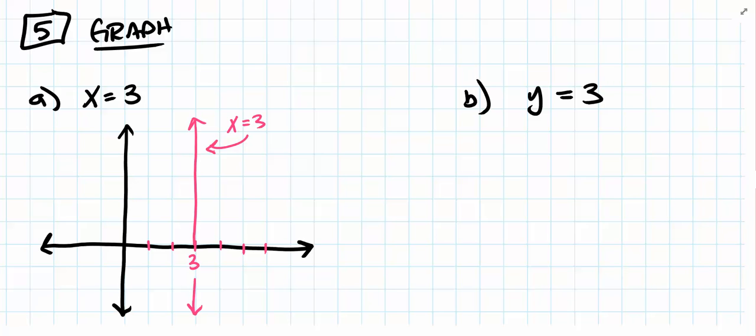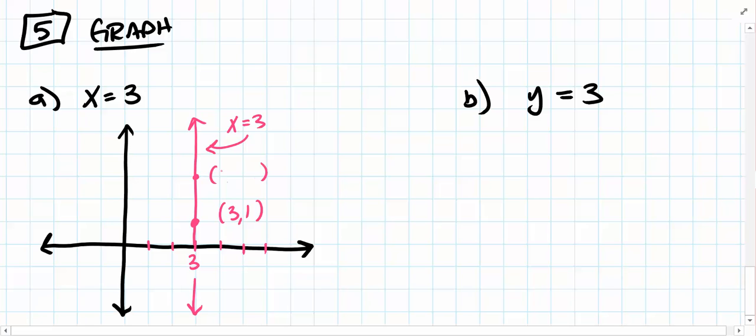So let's take an example here. Okay, give me the coordinates of that point right there. What would it be? 3, 1. Give me the coordinates of this point right here. What would it be? 3, 3. Good. Give me the coordinates of this one way up there. What would that be?